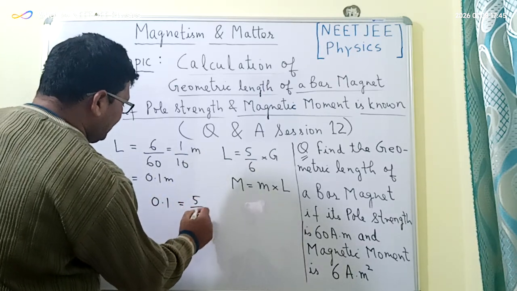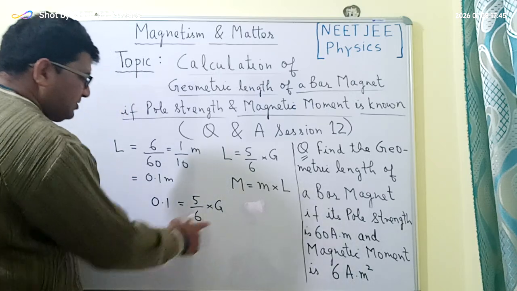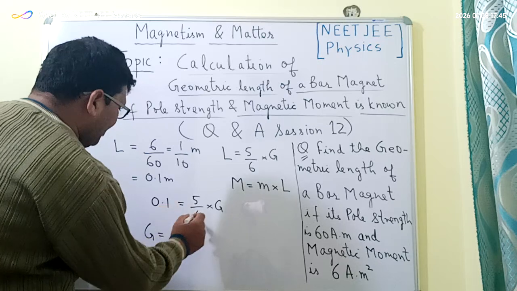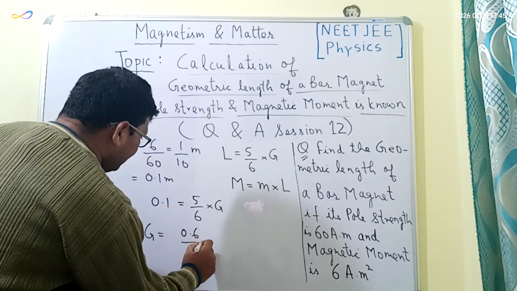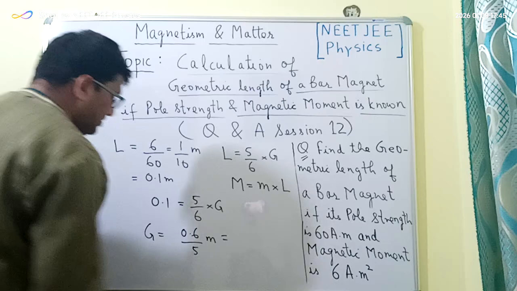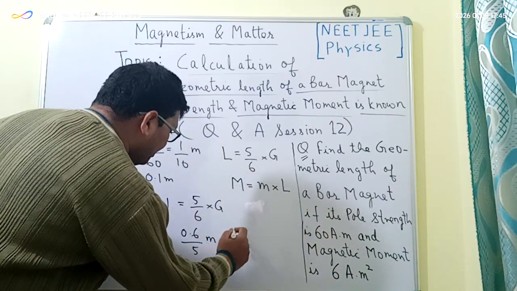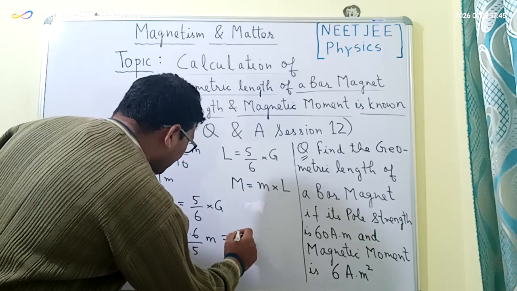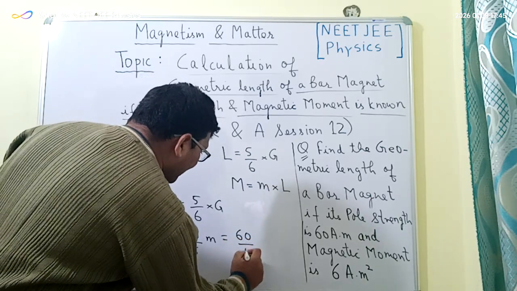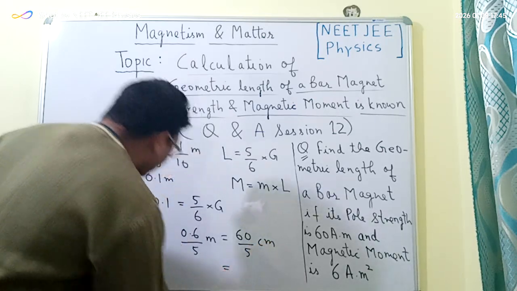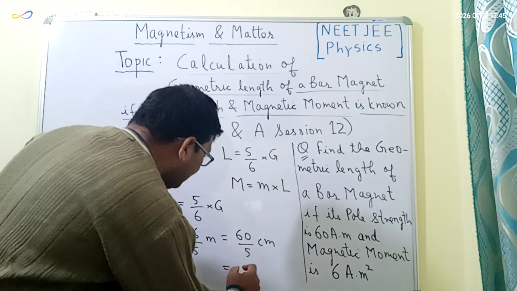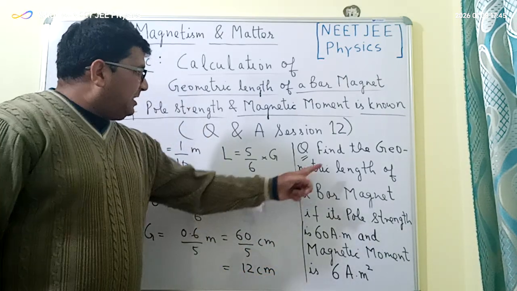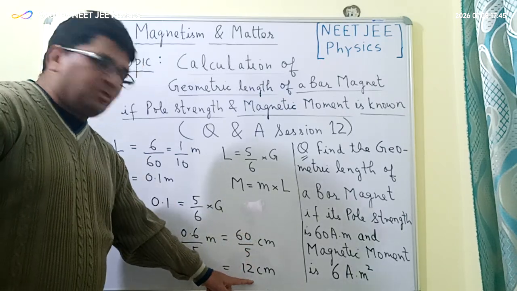This is equal to 5 by 6 into G, and G is the geometric length of the bar magnet. So G is equal to 0.1 into 6, which is equal to 0.6 divided by 5 meters, and this can further be written as 0.6 into 100, that is 60 divided by 5 centimeter. Or we can simply say that the geometric length of this bar magnet is equal to 12 centimeter.